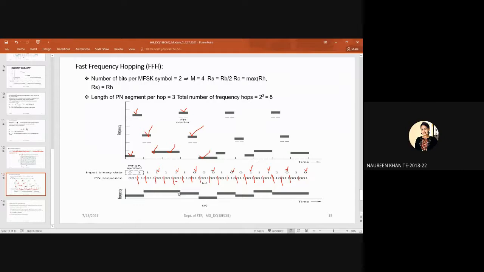Sir, so it has 3 hops only, no? No, 2 hops only. Because we counted, na? How many symbols are there? 10 symbols we found, right? Yeah. 10 symbols, and here the number of PN sequences is 20. So there will be only 2 hops per symbol. 2 hops.